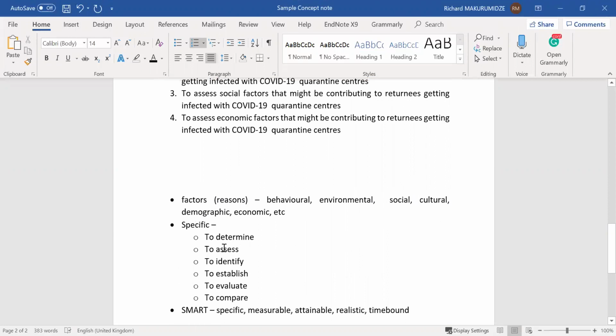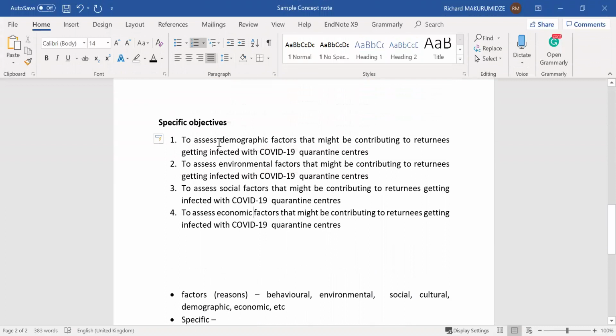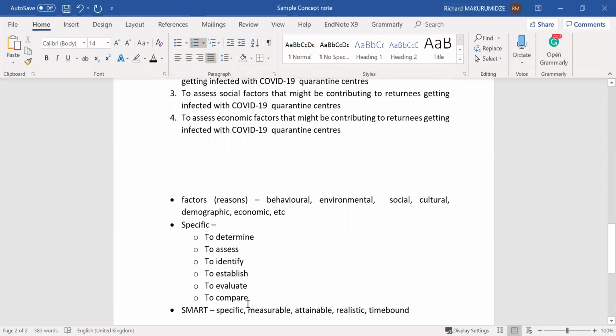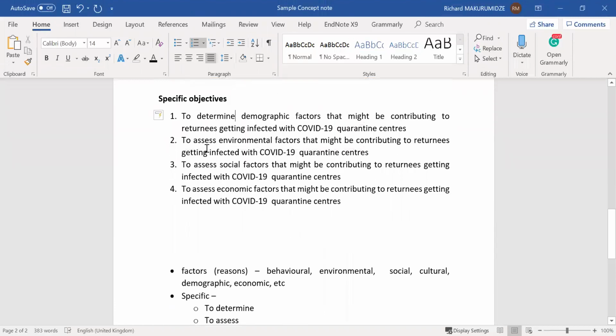Here I have been using "to assess", but we can use "to determine", this one works: to determine demographic factors that might be contributing to returnees getting infected with COVID in quarantine centers in Zimbabwe. You can use "to identify", to identify social factors, or "to establish". So you can vary the way you start your objectives.